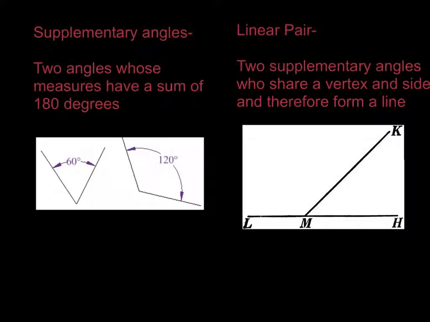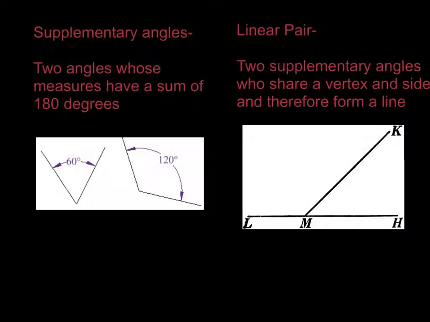Let's look at these two pictures. Supplementary angles, again, if you're looking on the left, we can see this angle is 60 degrees, this angle is 120 degrees. So when you add 120, you get 180. So by definition, those angles are supplementary. They're not, however, a linear pair.